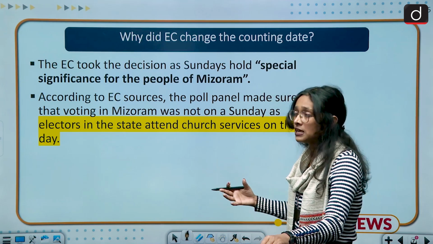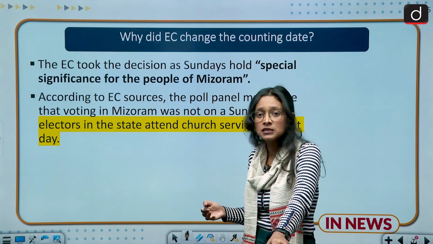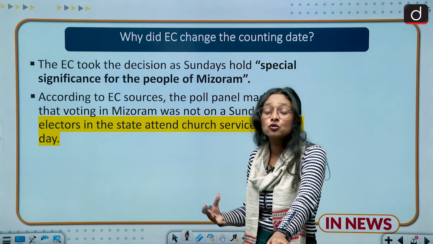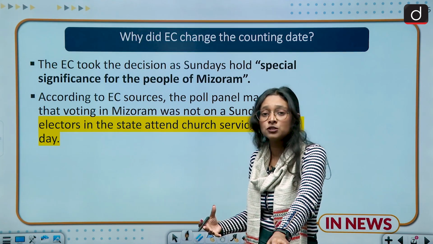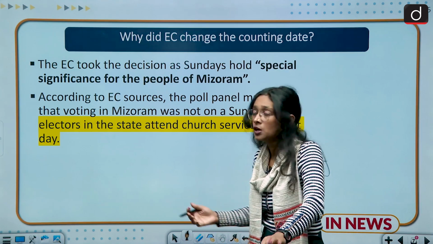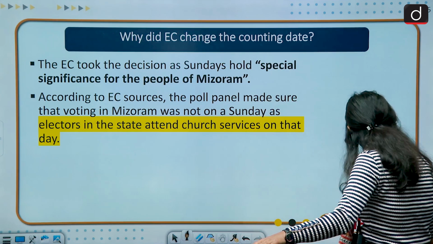So this was the reason, and you may wonder whether they can change it for such a simple reason. Yes, they can change it for a simple reason also, because the social life of the people is very important, and being in a democratic country we have to take care of such factors. So moving to the next slide.